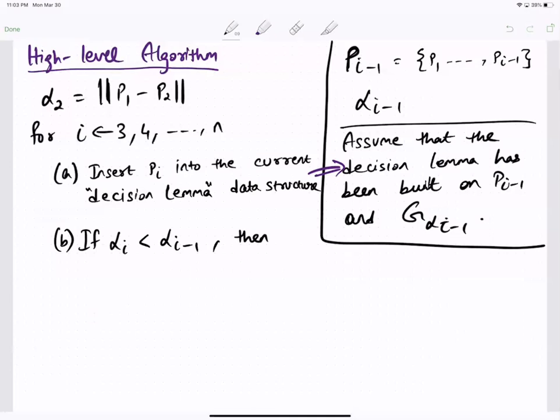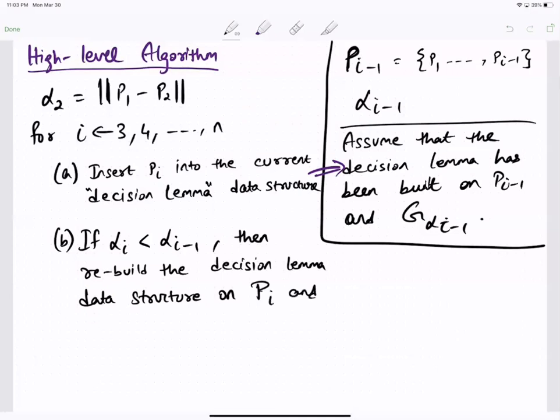Okay, then rebuild the decision lemma data structure on Pi. This time I have to build it on Pi and G alpha i. So you have to change the alpha value this time. It was alpha i minus 1 previously. Now because the closest pair has changed, you have to build this time on G alpha i. Okay. So that's the algorithm.